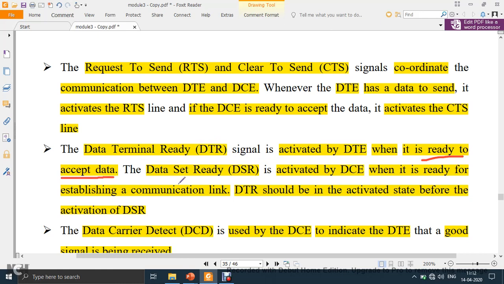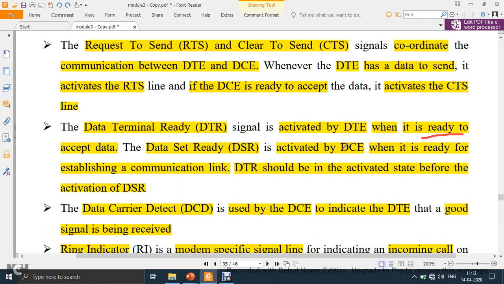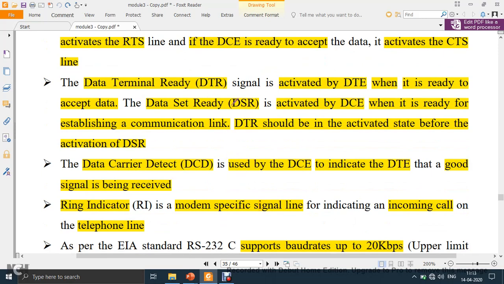And the data set ready, DSR, is activated by DCE, the second device, when it is ready for establishing a communication link. Before you send the data, a link has to be established. To establish that link, DC activates the data set ready signal. DTR should be in the activated state before activation of DSR. So that is the use of DTR and DSR, the reverse of what is happening here.